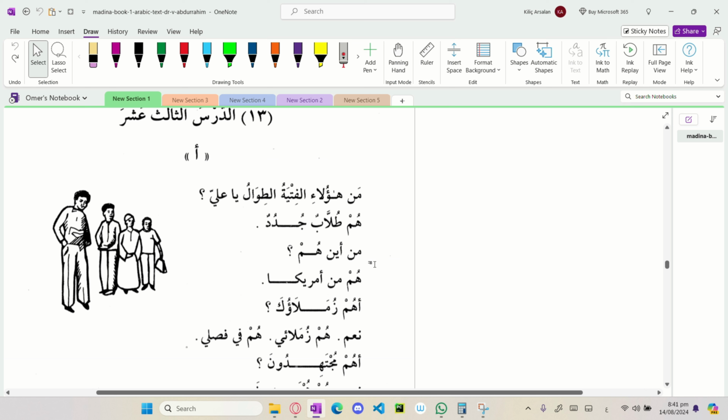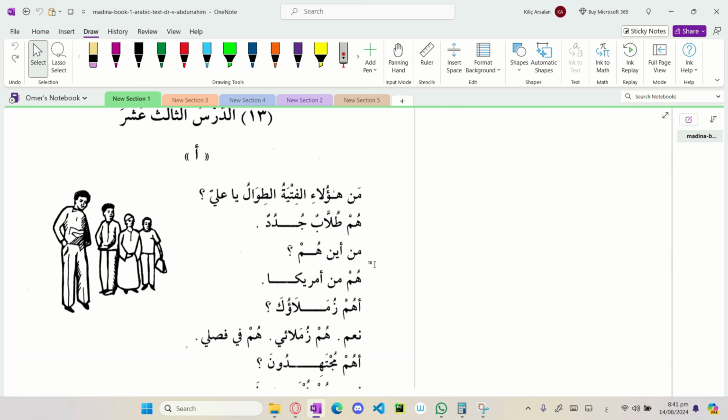So من هؤلاء الفتية الطوال يا علي. As I've previously told you guys, in Arabic, adjectives follow the ism in gender, in singular, dual, or plural, and of course the cases. For example, if the na'at or the adjective is marfu, then the ism or the man'ut or the noun would be marfu too, and similarly with majroor and mansub.